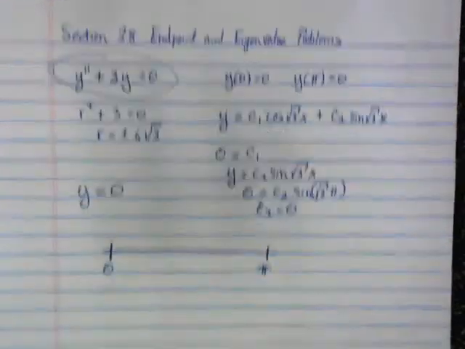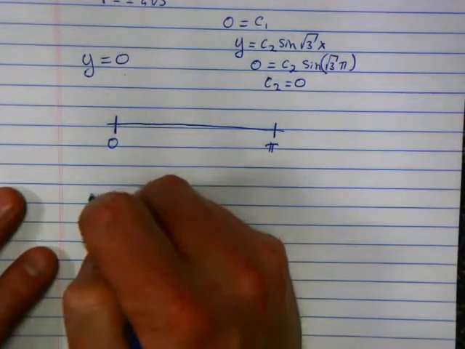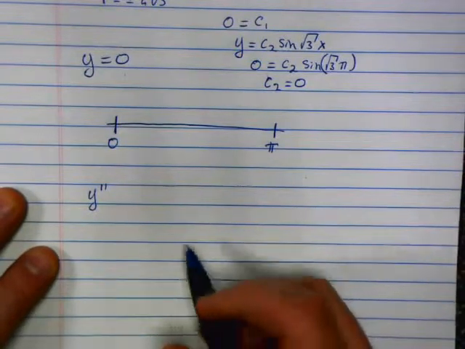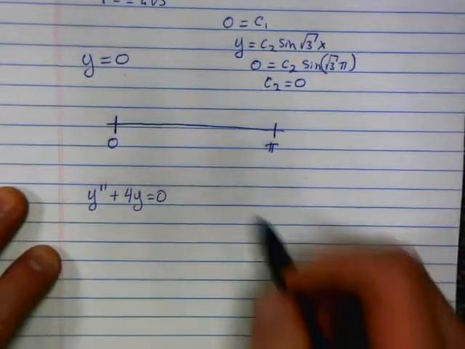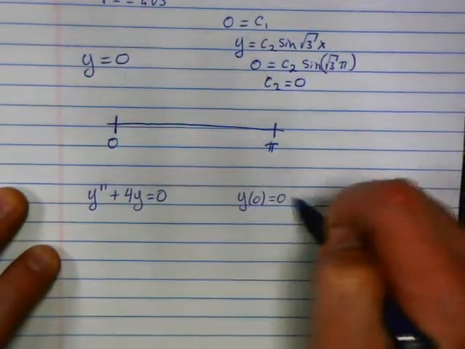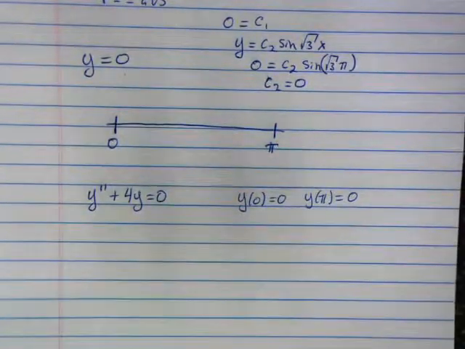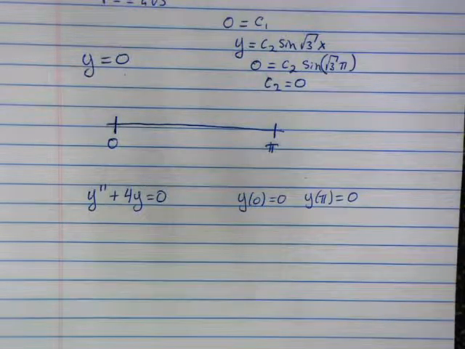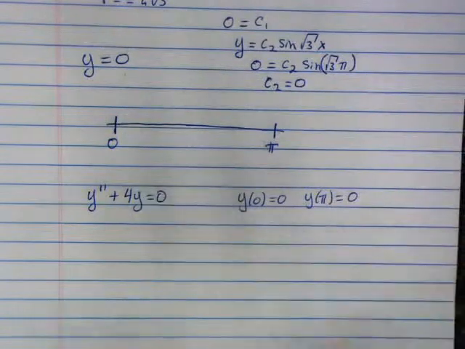All right, let me change the equation ever so slightly, and we'll try again. What if I were to give you y double prime plus 4y equals 0, and the exact same conditions: y at 0 equals 0, y at pi equals 0. So what did I change? Instead of the number 3, I wrote the number 4. It's the only thing I changed. So it's still just going to be 0, right?